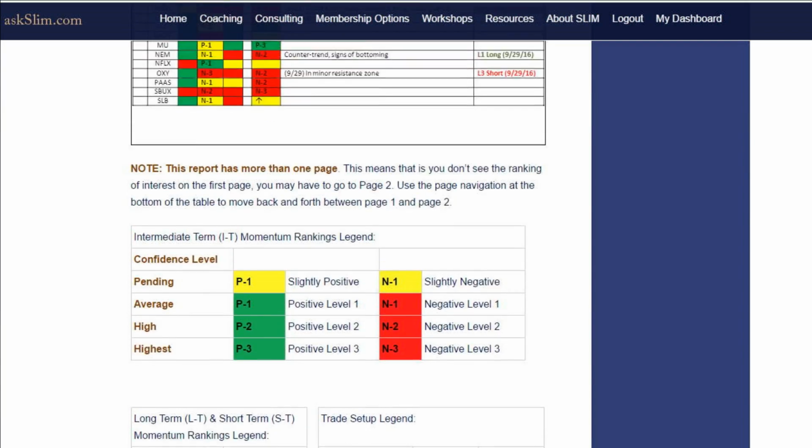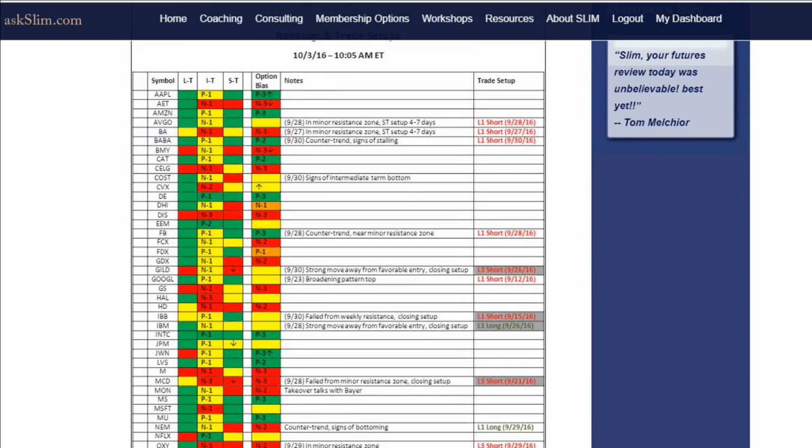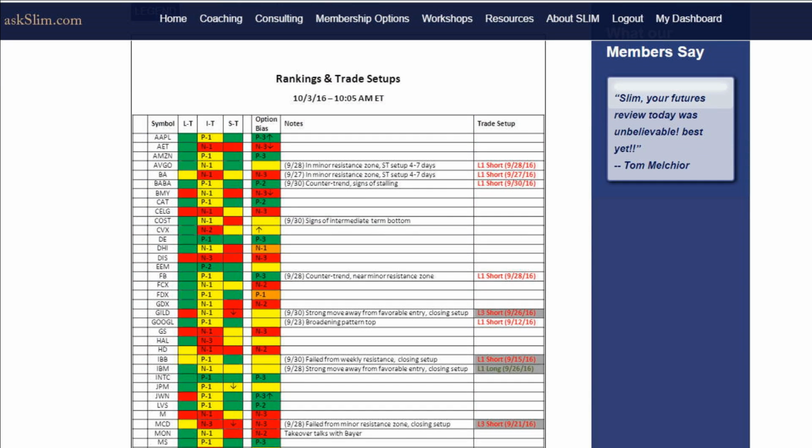I want to go to the table way up over here. So I'm scrolling to the table so that I can explain this. This is the rankings and setups table. So there are 6 columns in here to really pay attention to. This is the long-term column in here. This is for investors. So if you were to want to look at the conditions of stocks, you would see that, like Apple, Aetna, Amazon, Avago, those are all long-term positive stocks.